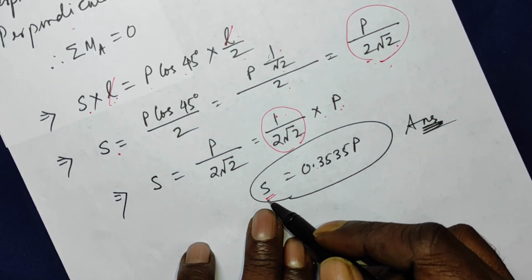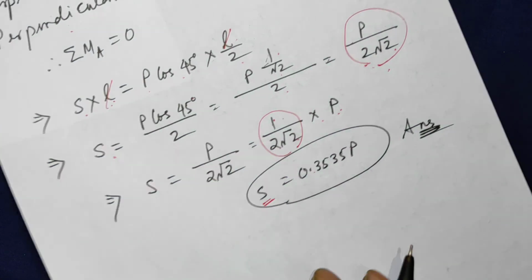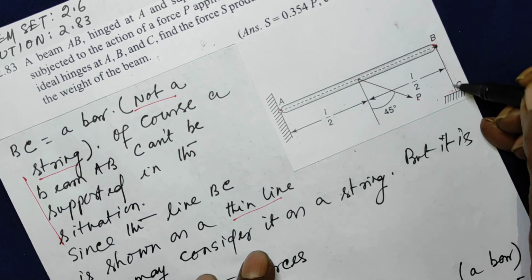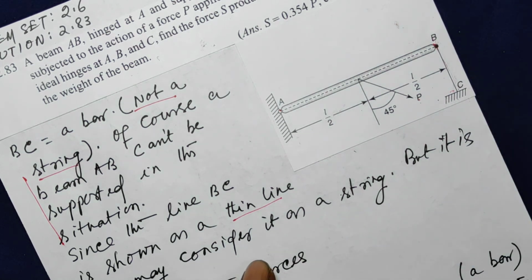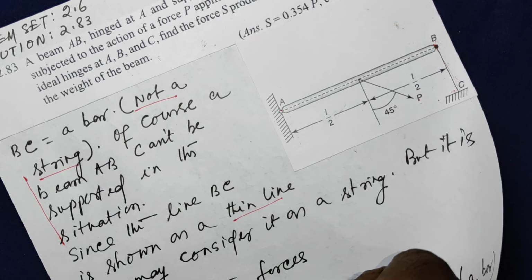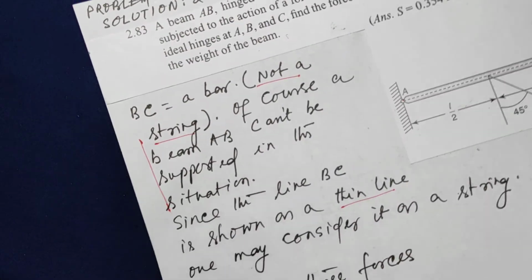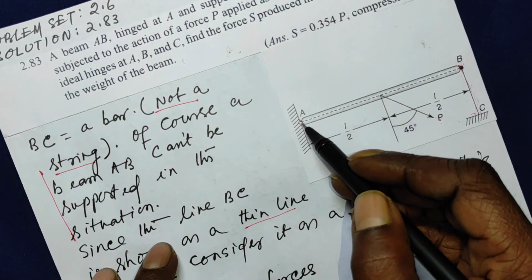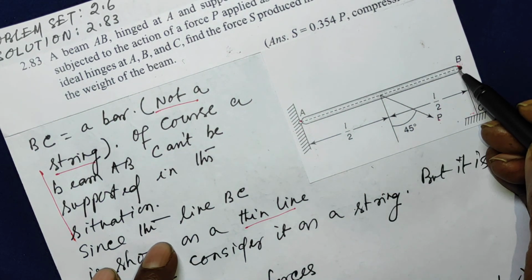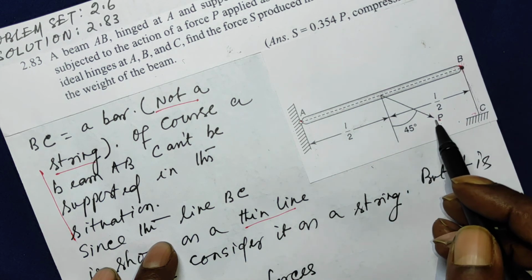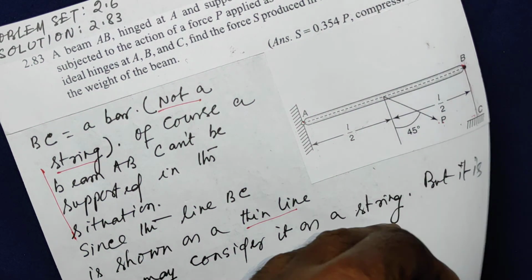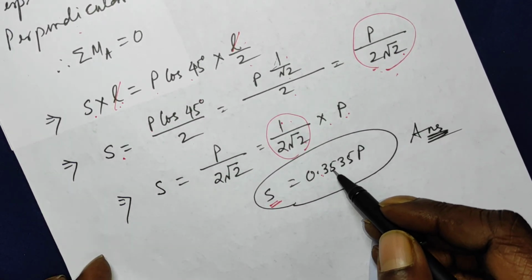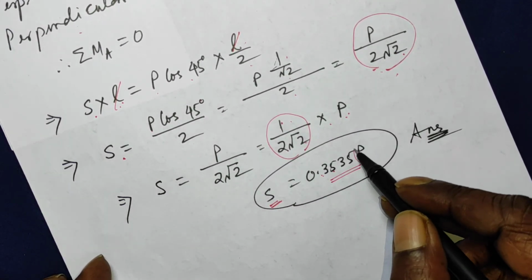So the axial force developed in this supporting vertical bar BC, that is, the compressive force developed in the bar BC, which is holding this beam AB in equilibrium under the action of the force P, is equal to 0.3535 times the applied load P.